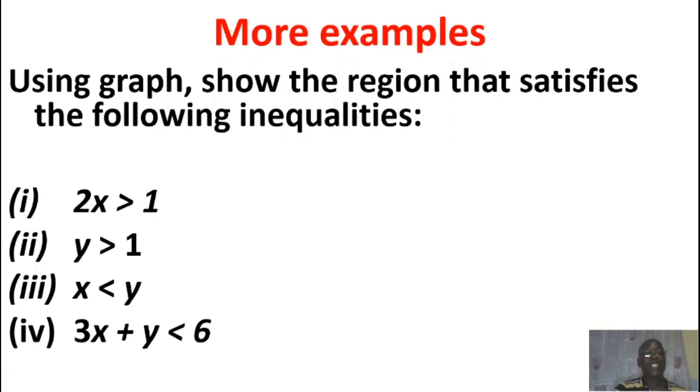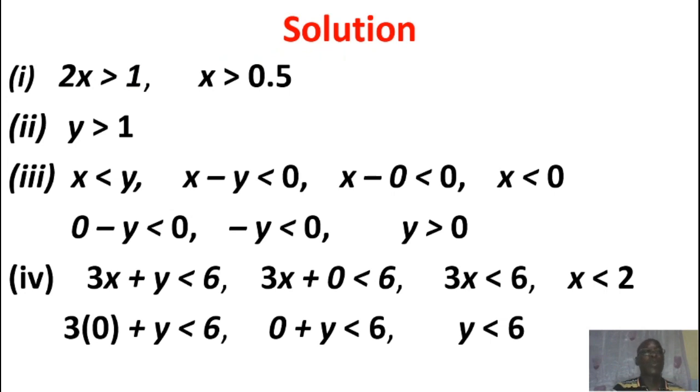Remember, when equality is contained in this sign of inequality, you remember to make use of continuous line, which means thick line instead of dotted line, whenever I want to represent a given inequality that contains such a thing. So we go on. The first one says that 2x is greater than 1. What does it mean? When we divide both sides by 2, we get that x is greater than half, which is 0.5. The second one has already told us that y is greater than 1.